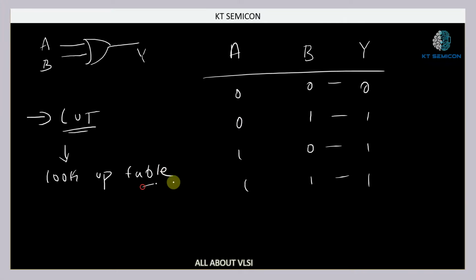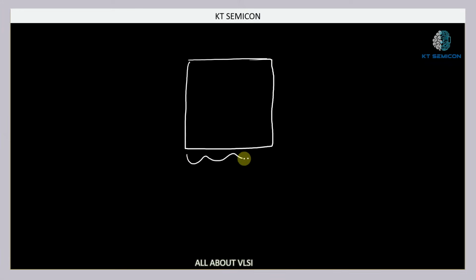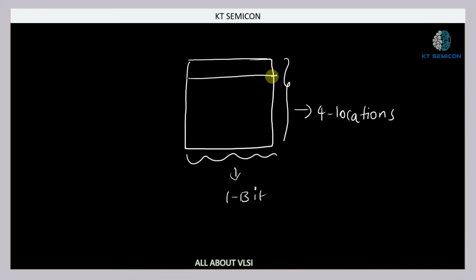Now, what is this lookup table? What is it going to do? Let us try to understand. Before that, let's try to have a simple memory. Let's say this memory is going to have a width of only 1 bit, and it is going to have a total of 4 locations. Let's say this is location number 1, 2, 3, and 4. This is index 0, 1, 2, 3.